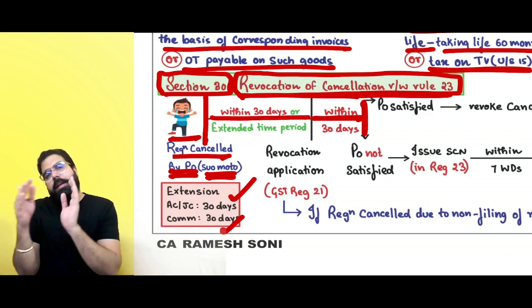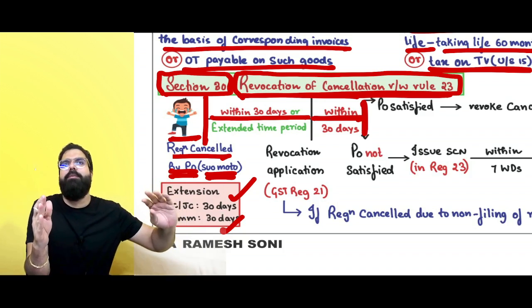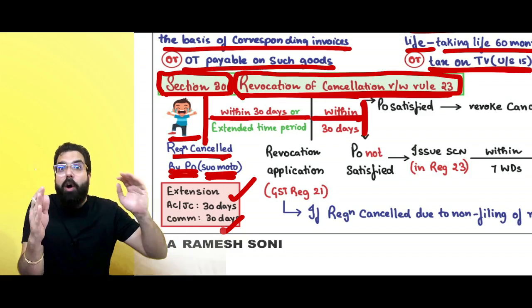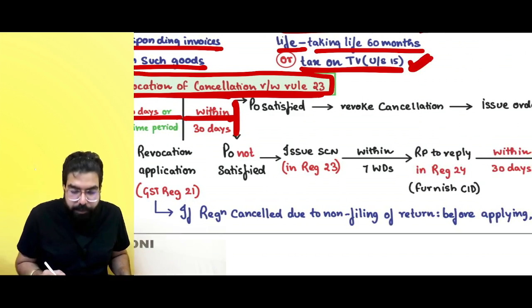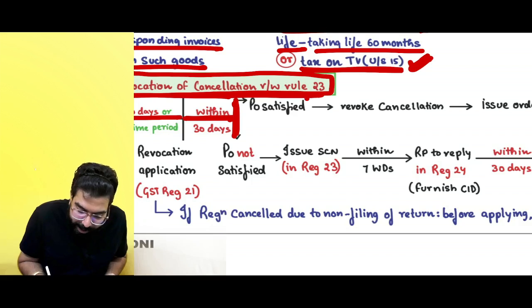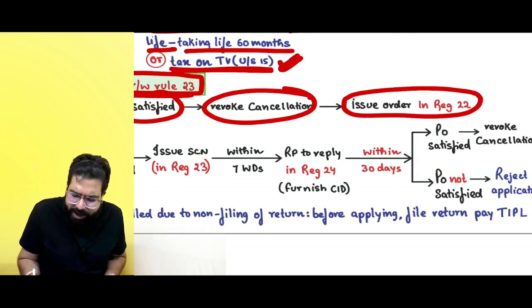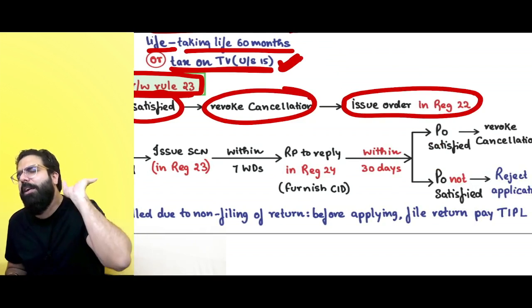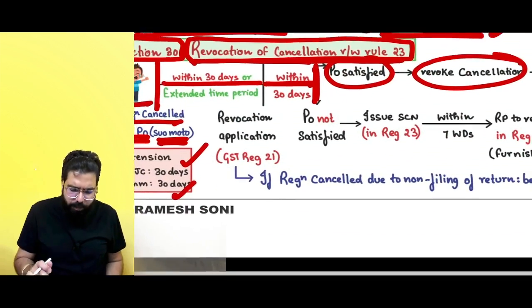So basically, a 30 days time limit is originally given. A further 30 days extension can be given for applying for revocation of cancellation, and a further 30 days can be given by the commissioner. Now, once you go ahead and apply, if the proper officer is satisfied, he will revoke the cancellation and issue a GST REG 22, saying, okay, your cancellation is revoked. You can start your business, no problem.